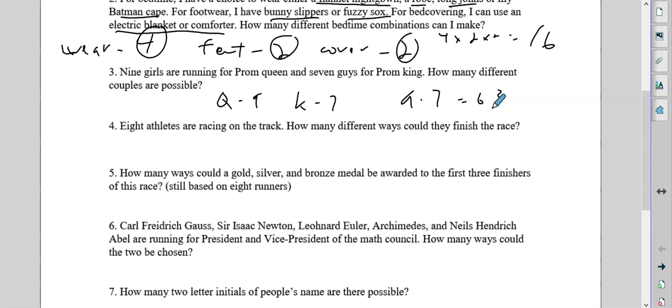All right, 8 athletes are racing on a track. How many different ways could they finish the race? Now, the way I like to do these when you have this situation is you've got 8 athletes. So you have 1, 2, 3, 4, 5, 6, 7, 8. How many different ways could they finish the race? Let's say we're going first to last.